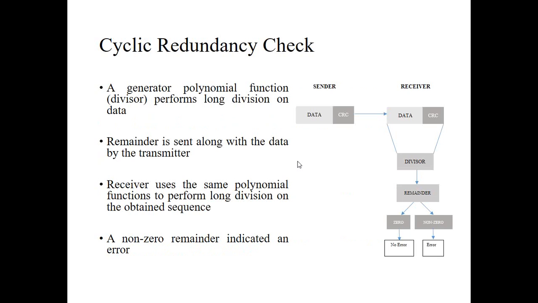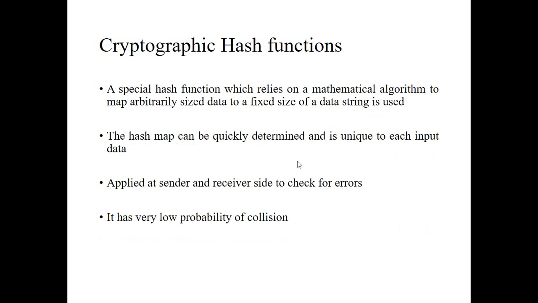Now, let us look at cyclic redundancy check. Here, a known generator polynomial function on both the transmitter and receiver side can perform long division on the input data and calculate the remainder, which is sent along with the data. The same generator polynomial function is then applied at the receiver end to perform long division. A zero remainder in this case indicates that no error has occurred, while a non-zero remainder indicates an error has occurred during transmission. Let us move on to cryptographic hash functions.